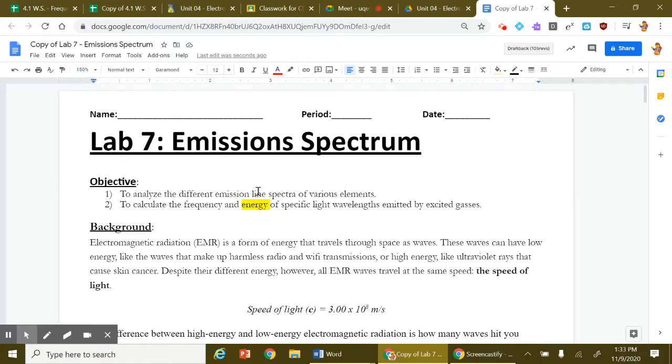All right, I'm going to take you through how this lab is supposed to work today. So what we're going to do is calculate the frequency and the energy of specific light wavelengths that are emitted by gases. Okay, we're basically redoing Niels Bohr's experiments with hydrogen, but using different elements.